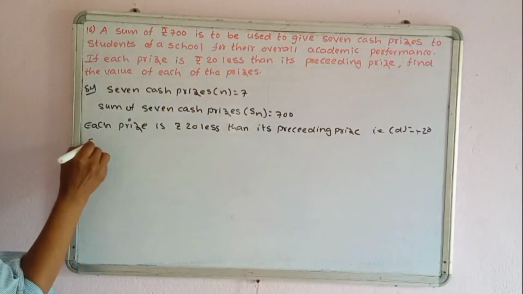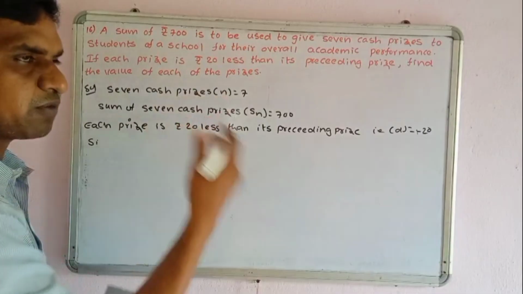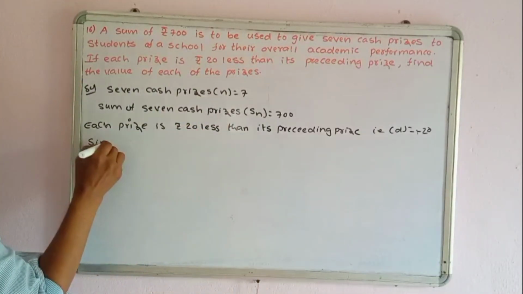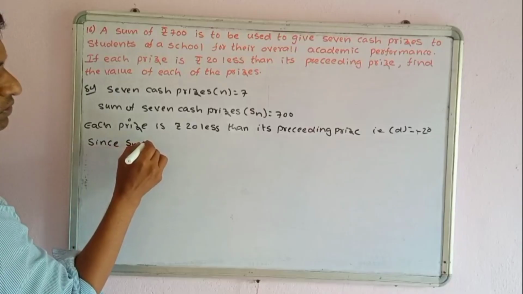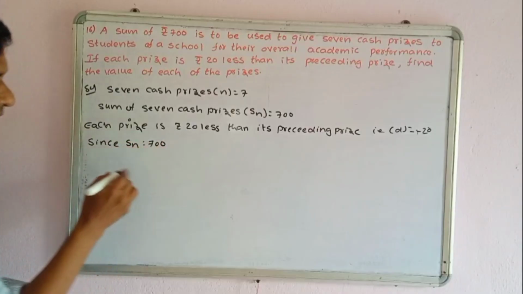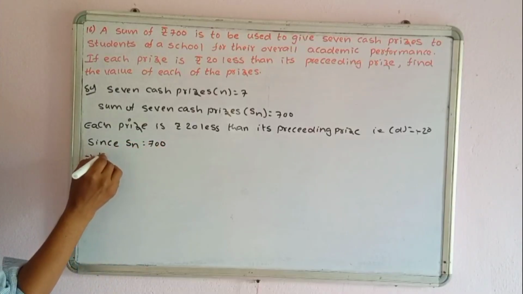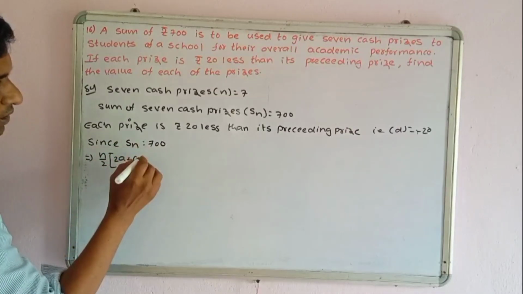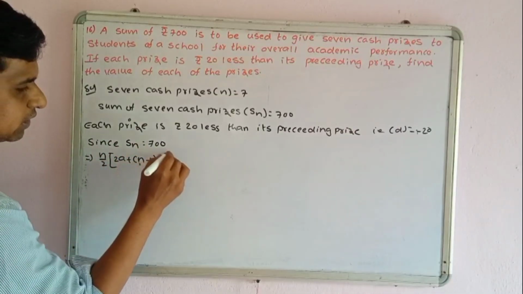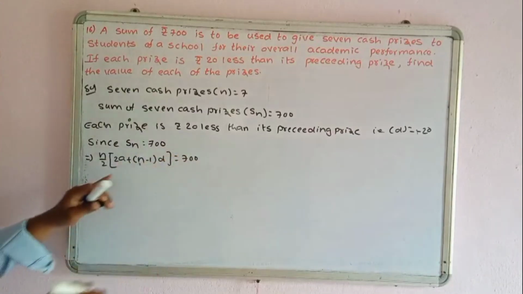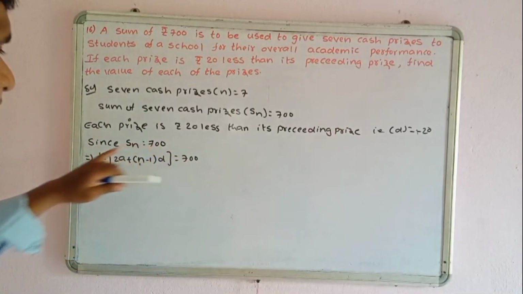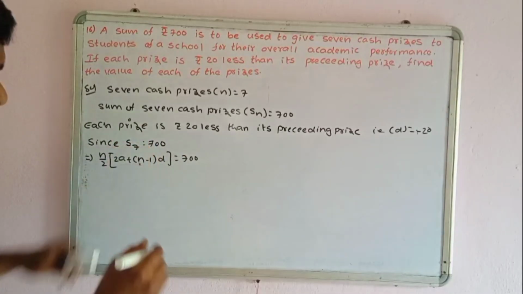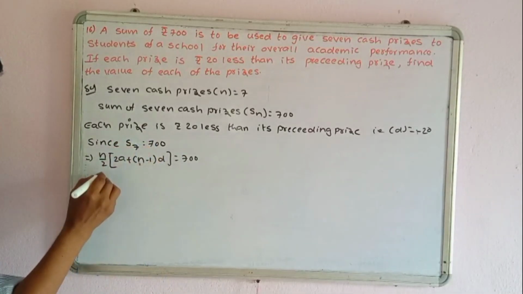Now we will find each one of the prizes: first prize, second prize, third prize, up to 7 prizes. Since Sn equals 700, what is the Sn formula? Sn equals n by 2 into 2a plus n minus 1 into d, equals 700. Here the value of n is 7, so this is S7.